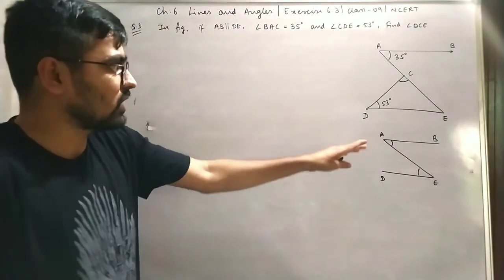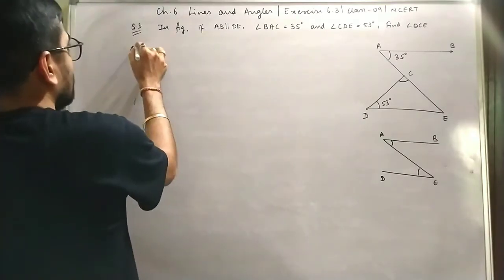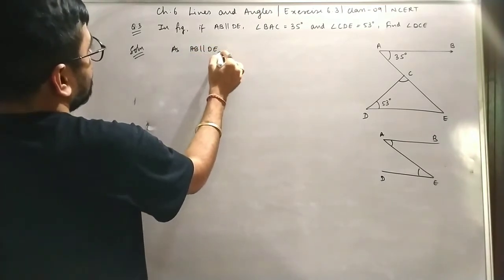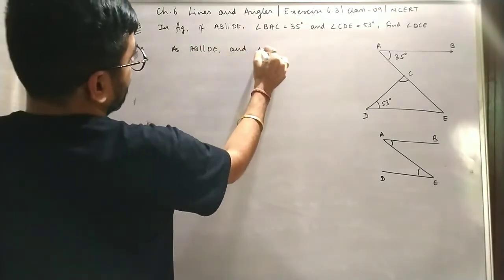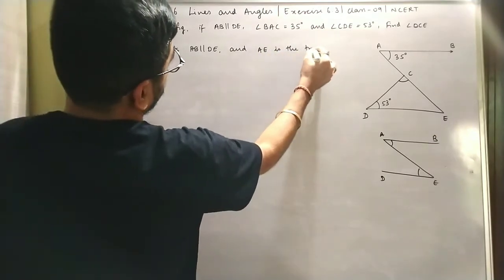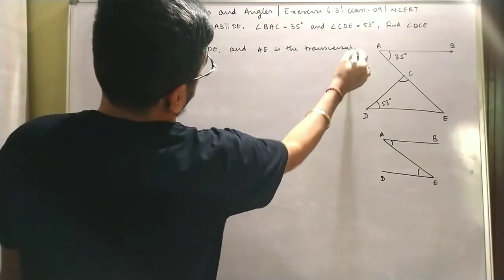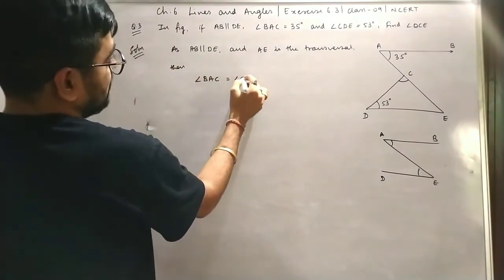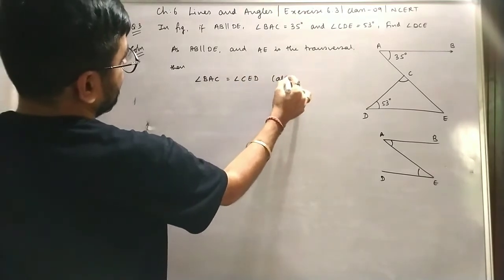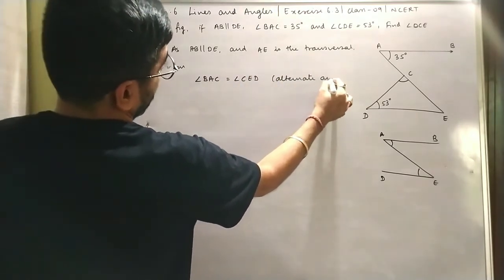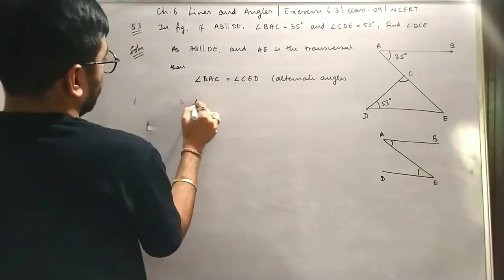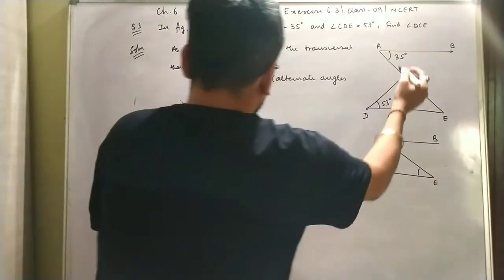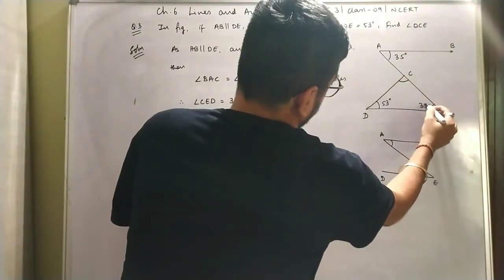Am I clear? So I can directly say, because I know that AB is parallel to DE, and AE is the transversal, then angle BAC is equal to angle CED, alternate angles. Therefore angle CED is equal to 35 degrees. So I got angle CED, this angle, 35 degrees.